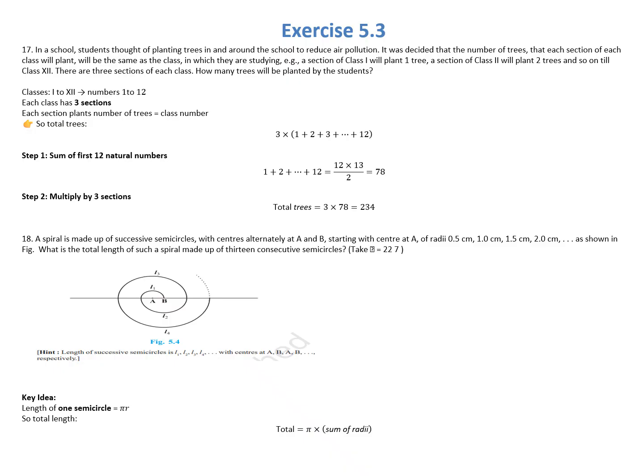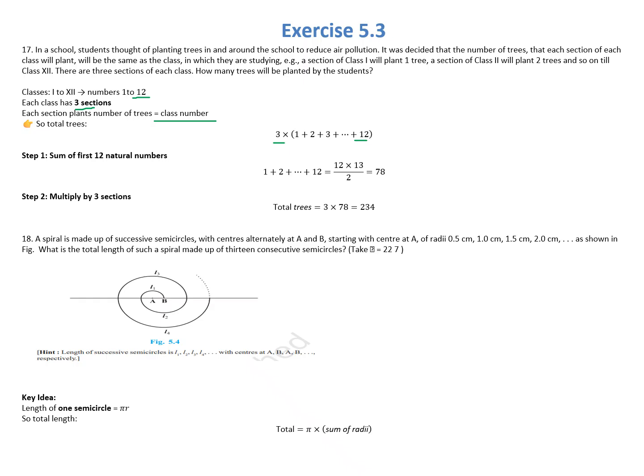Okay, so we have another question here. In a school, students are planning to plant trees around the school. We are given classes 1 to 12, and each class has 3 sections. Each section plants a number of trees equal to the class number. So the total trees is equal to 3 sections times the numbers starting from 1 plus 2 plus 3, and there are 12 classes in total. So we'll first calculate that.